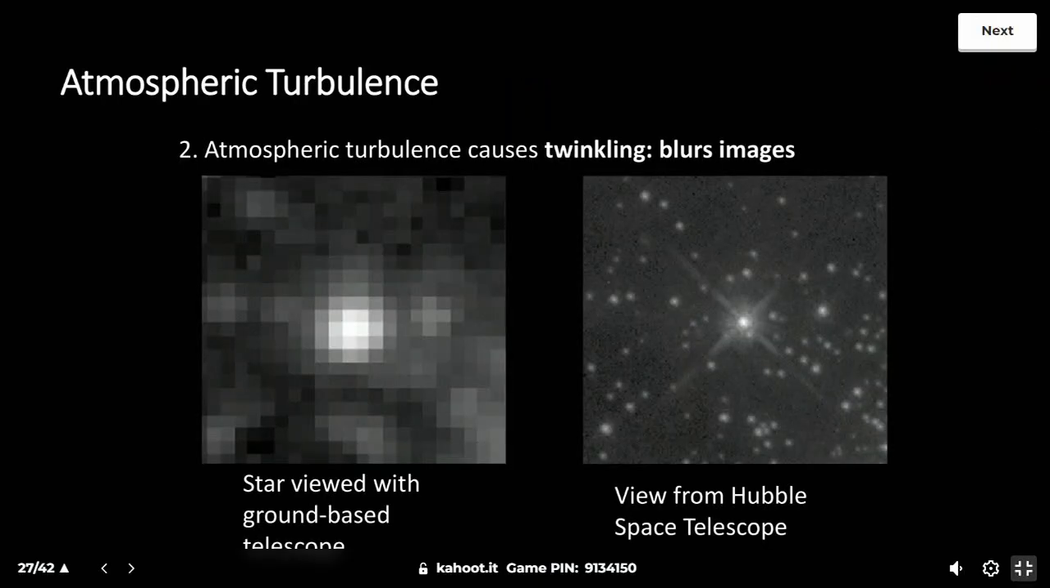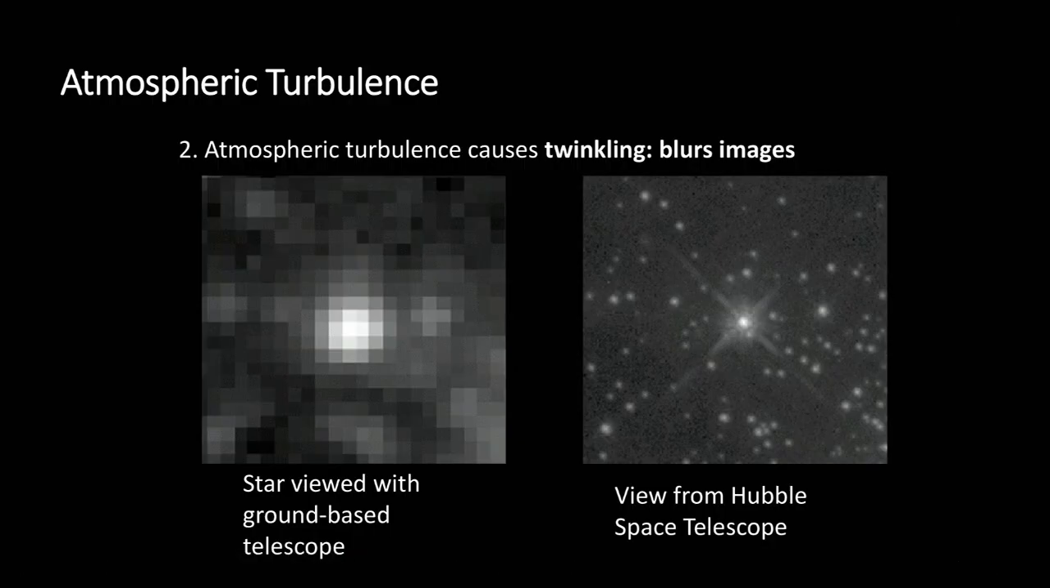Okay, so now we're going to talk about why we want to put telescopes into space and what problems the atmosphere causes. So this is the same star as viewed from a ground-based telescope and as viewed from Hubble. So the atmosphere is not a steady thing that we're looking through. The atmosphere is turbulent. The particles in the atmosphere are always moving. And so when you're trying to look through that, it can blur your images. So that's one of the reasons we put telescopes in space.